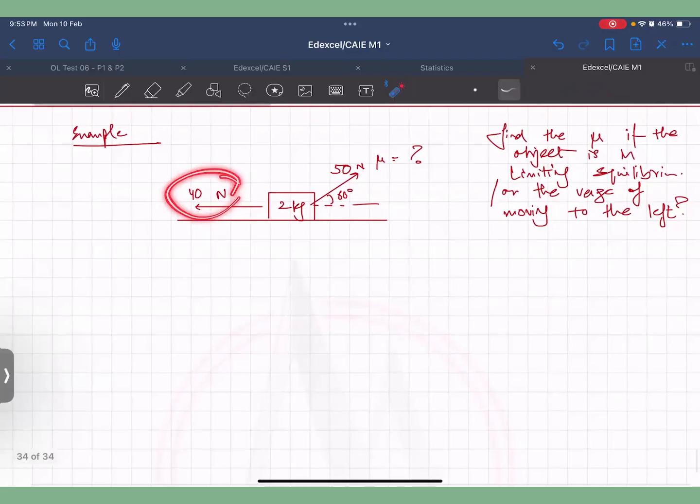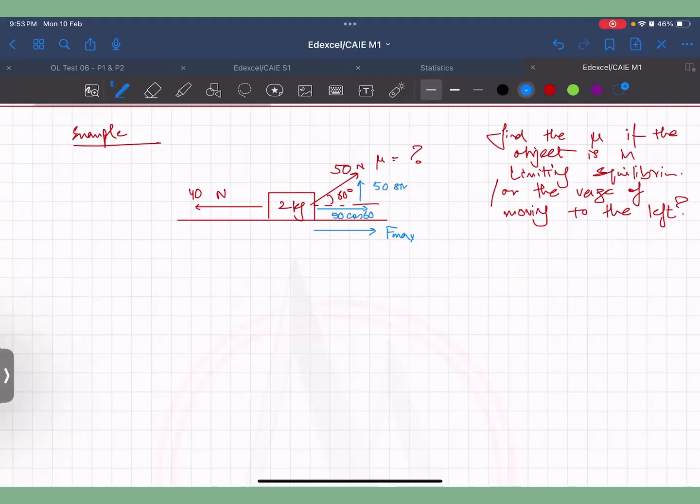Right now, this object is on the verge of moving to the left. So definitely, the friction would be acting on the right side, because the object is on the verge of moving to the left. The friction is stopping it from moving left. If you break down the other forces, this would be 50 cos 60, and this would be 50 sin 60. Weight would be 20 times g.